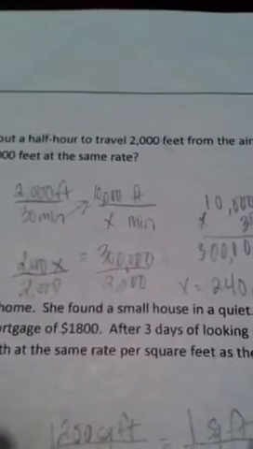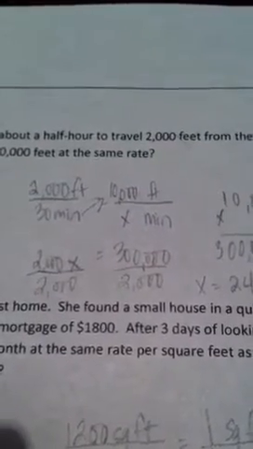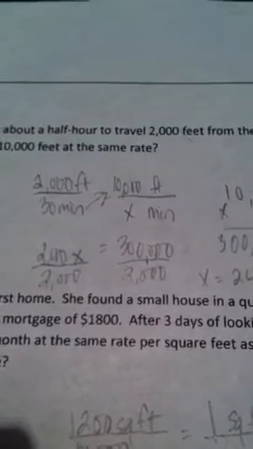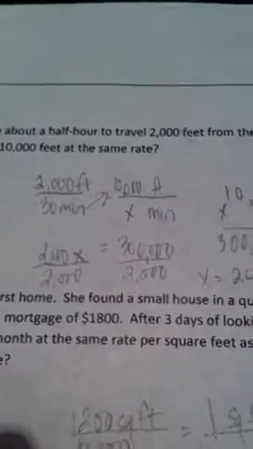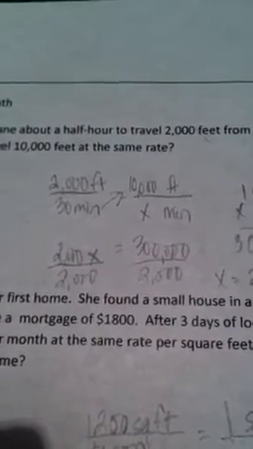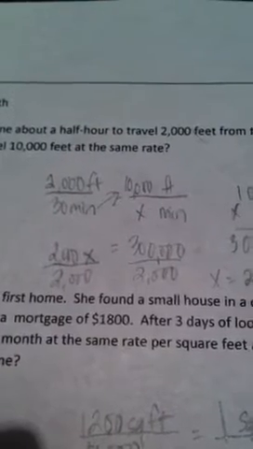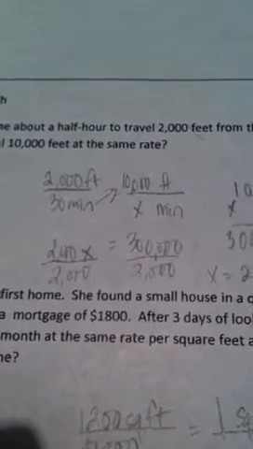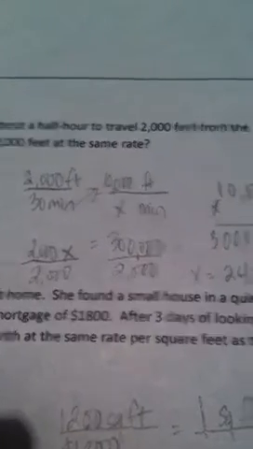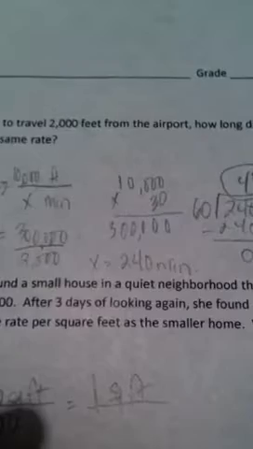So after I set up my proportion, then I cross multiply. 30 times 10,000 is 300,000, and x times 2,000 is 2,000x. Then I'll divide by 2,000, and what I do to one side, I do to the other. So 300,000 divided by 2,000 is going to get your answer, which is 240 minutes.